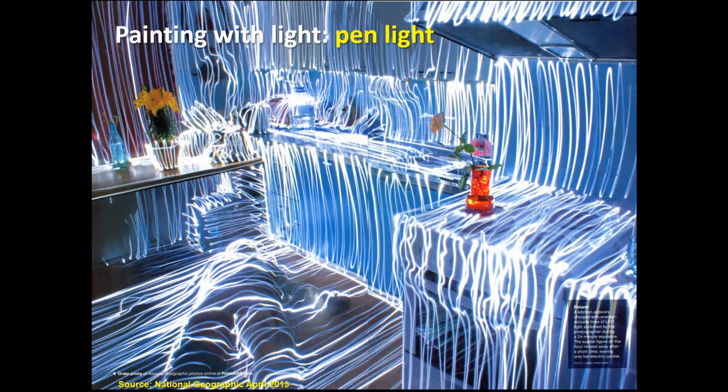This was published in National Geographic magazine, where somebody took a long time to take a pen light and go through a kitchen and cover everything, including somebody laying on the floor. I do not understand how they got the two flower vases, unless they used extra light to illuminate them.